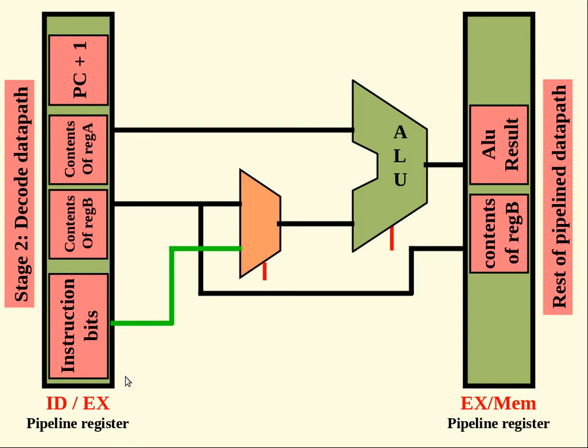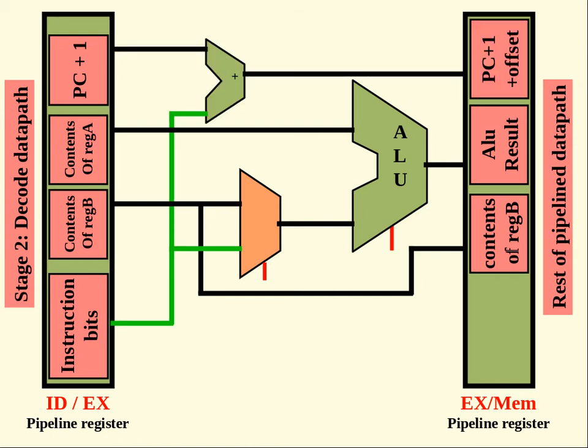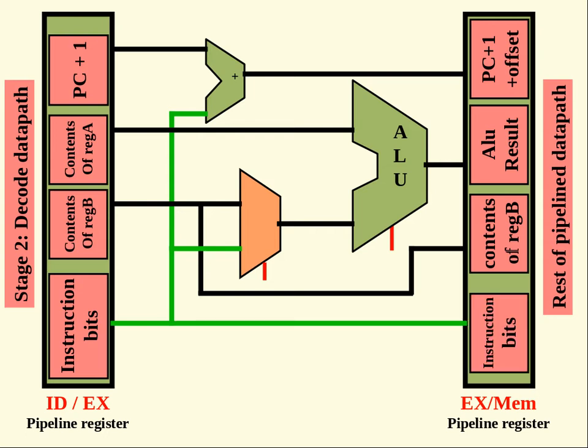Also, you may have to forward the contents of register B. If you are writing to memory, then you're actually writing what's from register B in there. And then we have instruction bits in case we need to also add the offset to PC +1, because that's how we calculate our jump instruction. And of course, it's always a good idea to forward your instruction bits so you know what instruction we're executing.